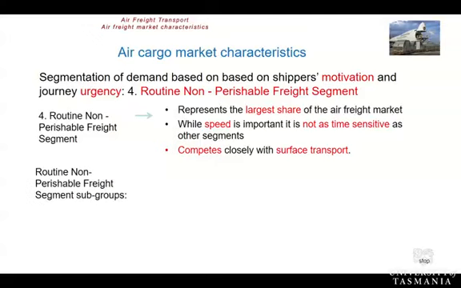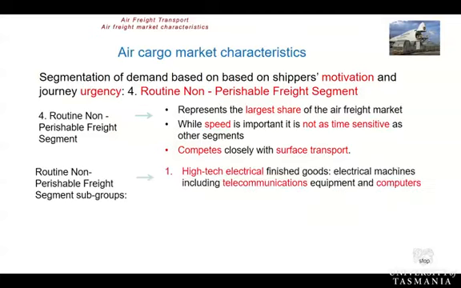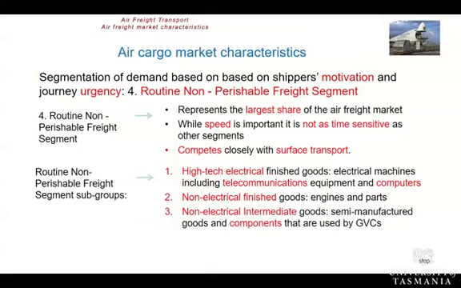Some indicative sub-segments that you might want to target the customers are high-tech electrical finished goods, so electrical machines, telecommunications equipment and computers. Non-electrical finished goods, so engines and parts. Non-electrical and intermediate goods. So these are those parts and components, semi-manufactured goods that fit into that global value chain. And the fourth one is consumer finished goods, clothing and footwear, of more of a lower priced item.